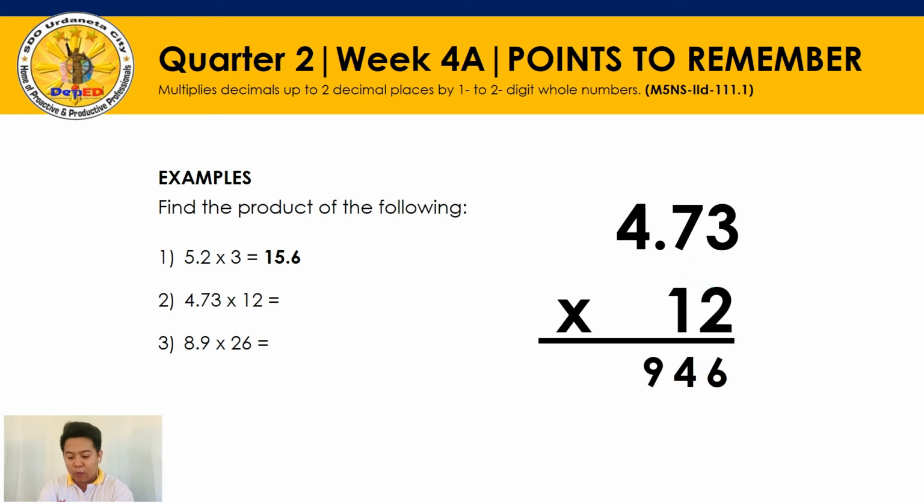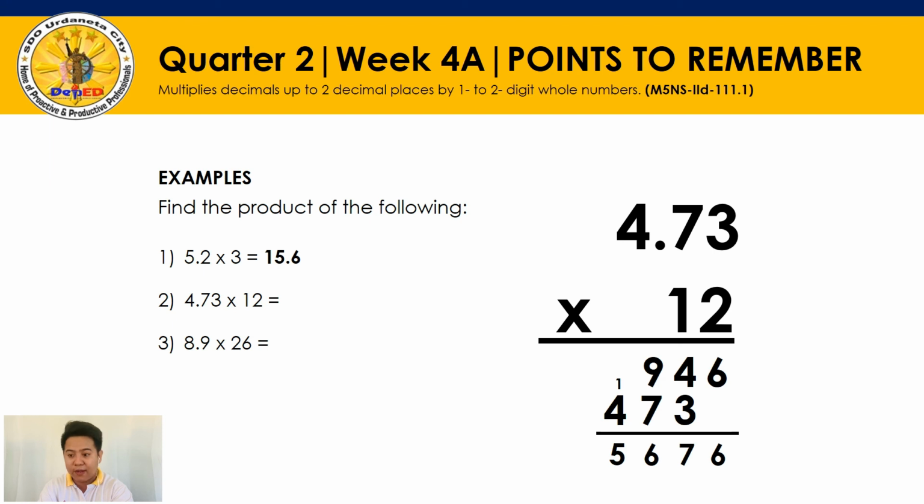Next, 1 times 3 equals 3. 1 times 7 equals 7. 1 times 4 equals 4. Then let's add. We bring down 6 and 4 plus 3 equals 7. 9 plus 7 equals 16. Okay, write number 6 and regroup number 1. So 1 plus 4 equals 5. Then the answer is 5,676. Now, because we are multiplying decimals, we must count again the numbers to the right of the decimal points.